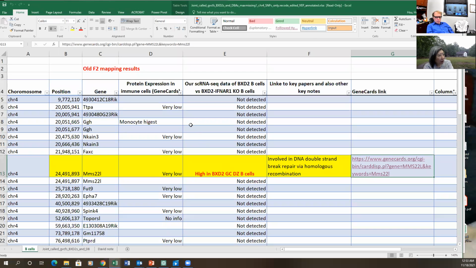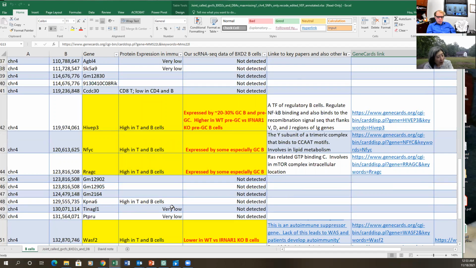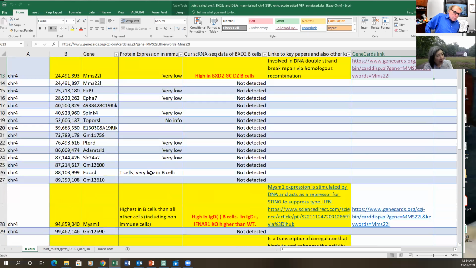So if it's very low, I just label it very low. That's the way I went to each gene. When it's very low, I have less interest in that kind of gene. But if it's high, then potentially it will directly impact the immune system. So I put high in T cell and B cell based on that information. Okay, so that's one piece of information I get.